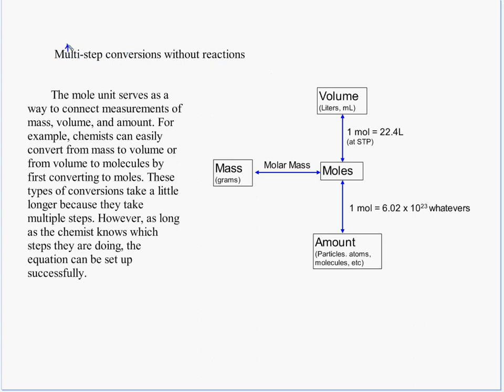Alright, multi-step conversions with reactions. So multi, I know, means many. So this must be multiple step conversions without reactions. So I don't know what reactions are anyway, so I guess it's good that we're not doing them with reactions, right?